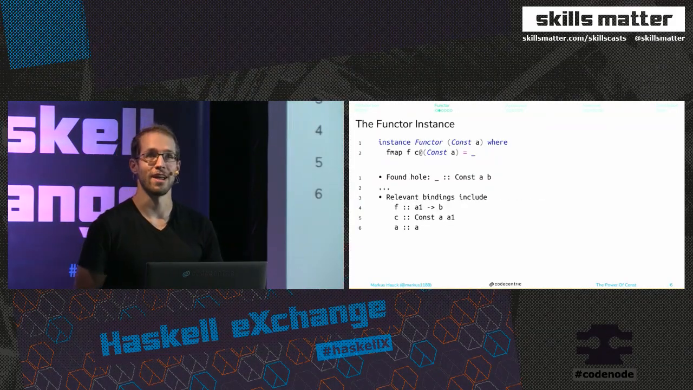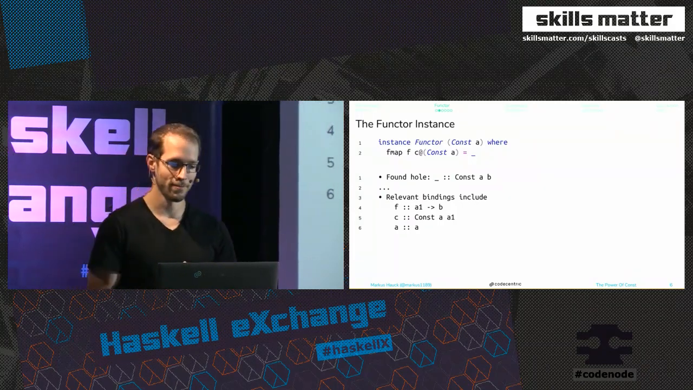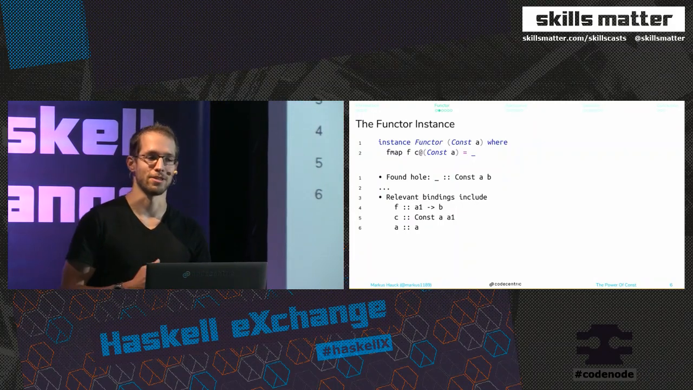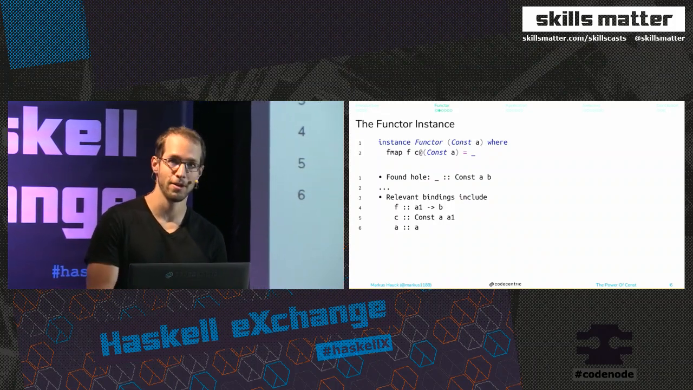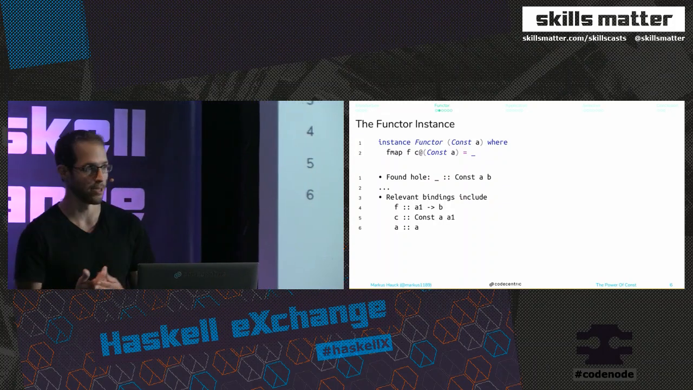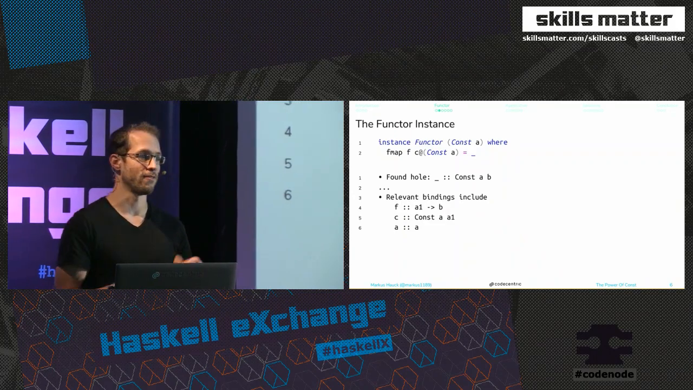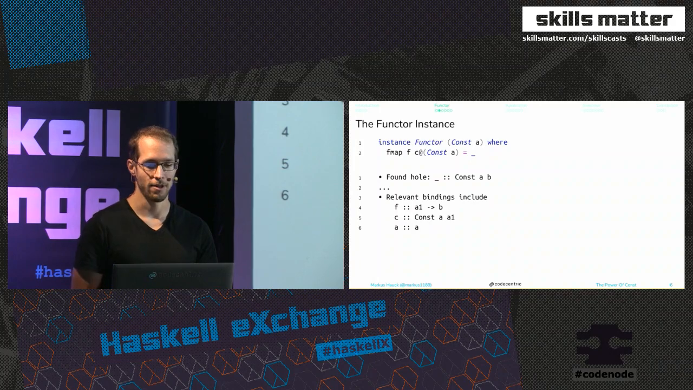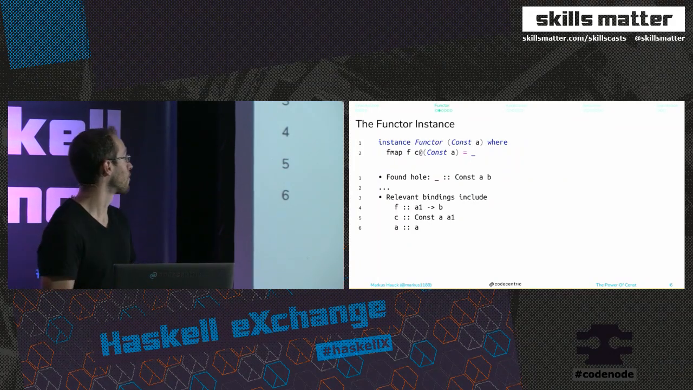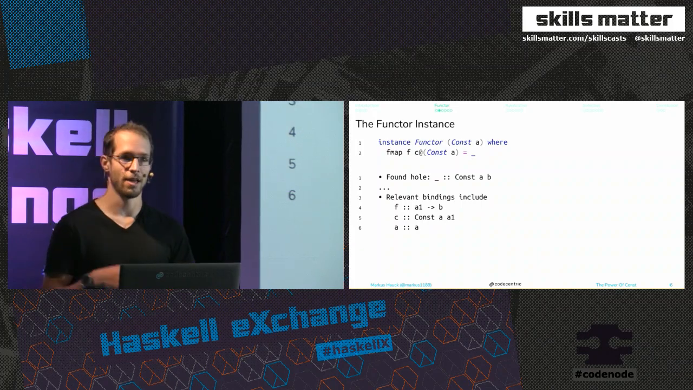So here we can say instance Functor, and then we have to partially apply the Const with the first parameter A. And then we have to define the fmap function. And here is a hole, and GHC will tell us that it found a hole here that has to be of type Const A B. And you have relevant bindings there, which is the function we are mapping with, which goes from A1 to B. And we have a value of type C, the one that we bound with the as-pattern, which is of type Const A A1.